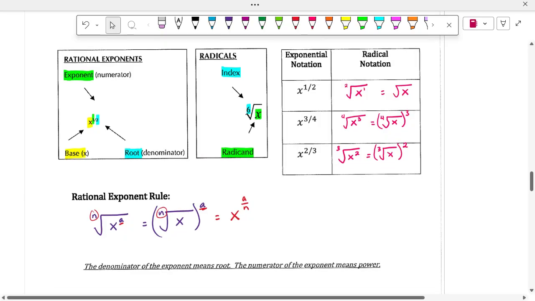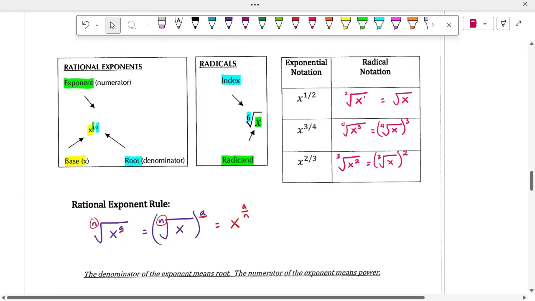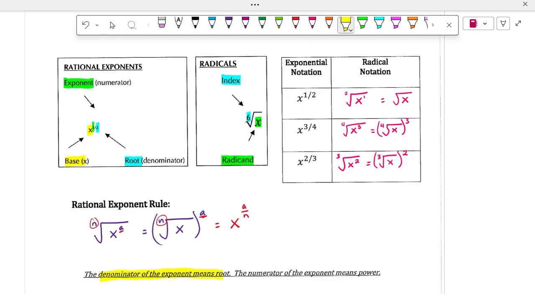Just know, the denominator of an exponent is the root, and the numerator of the exponent is its power, what it's being raised to. So think root: square root, cube root. It's the type of root it is. So that's what the denominator is. The numerator, it's a power. So that's what's being raised to.